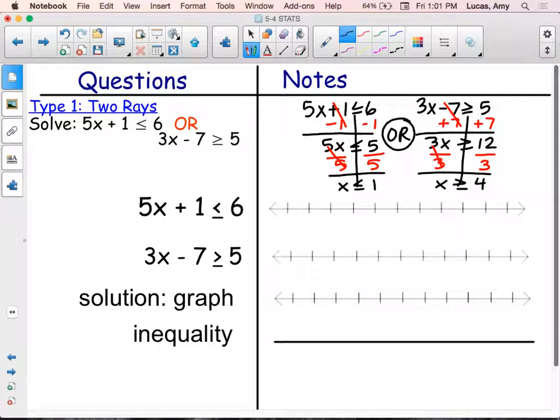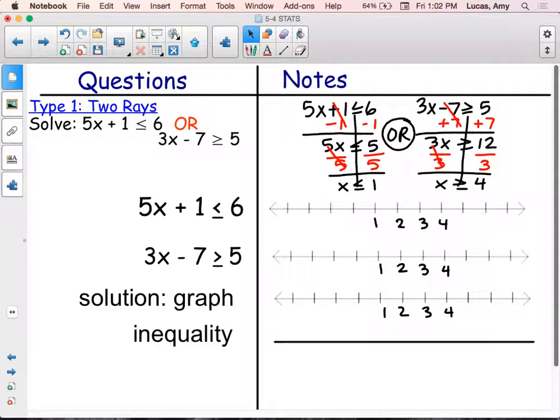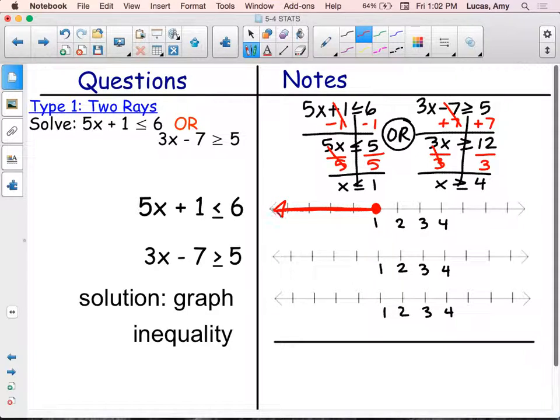So 1 and 4, those are the two numbers that I need on my number lines. We're going to look at the rays separately, and then we are going to put them together. We are going to unite them. So less than or equal to 1, it's a closed circle going to the left where the numbers get smaller.